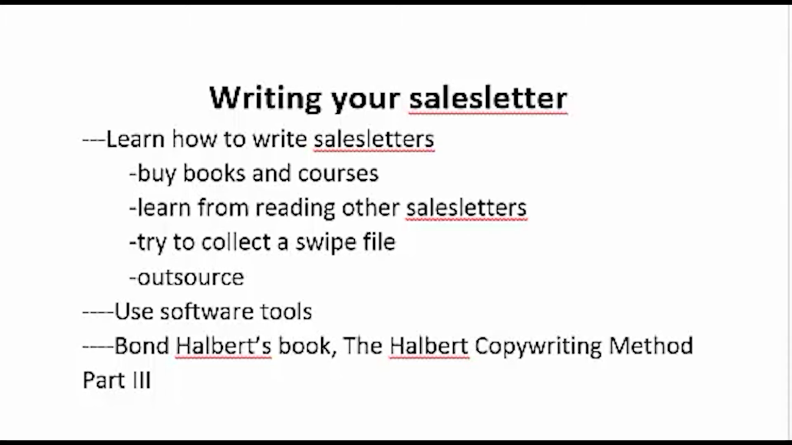And for that, I recommend you buy this book on Amazon. It's a book by Bond Halbert, and the title of the book is The Halbert Copywriting Method Part 3. And Bond Halbert is the son of the great copywriting master Gary Halbert. Okay, but the Halbert Copywriting Method Part 3 teaches you how to edit a rough draft of a sales letter. So this is great for editing sales letters that are created by these sales letter software tools. Okay, it teaches you how to smooth it out and make it more appealing.